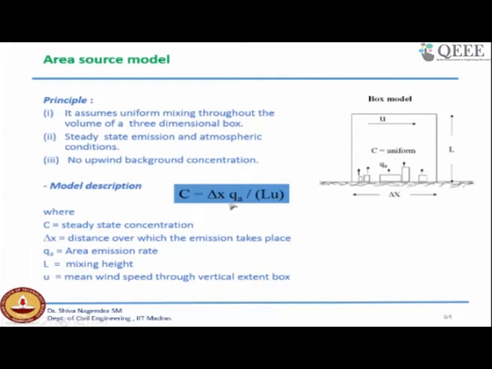So here delta x is the distance over which the emissions take place, q is the area emission rate, L is the mixing height, and U is the mean wind speed through the vertical extent.